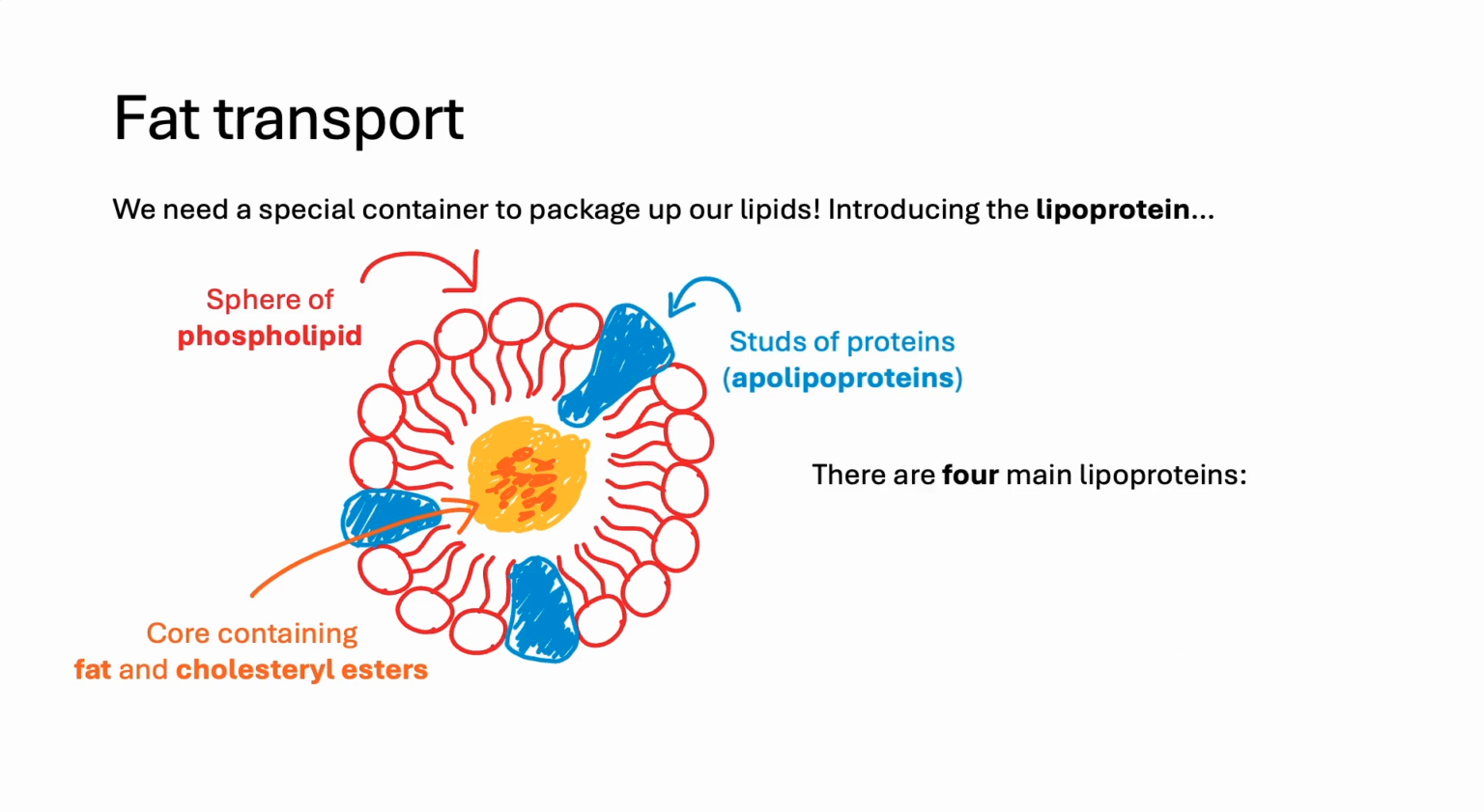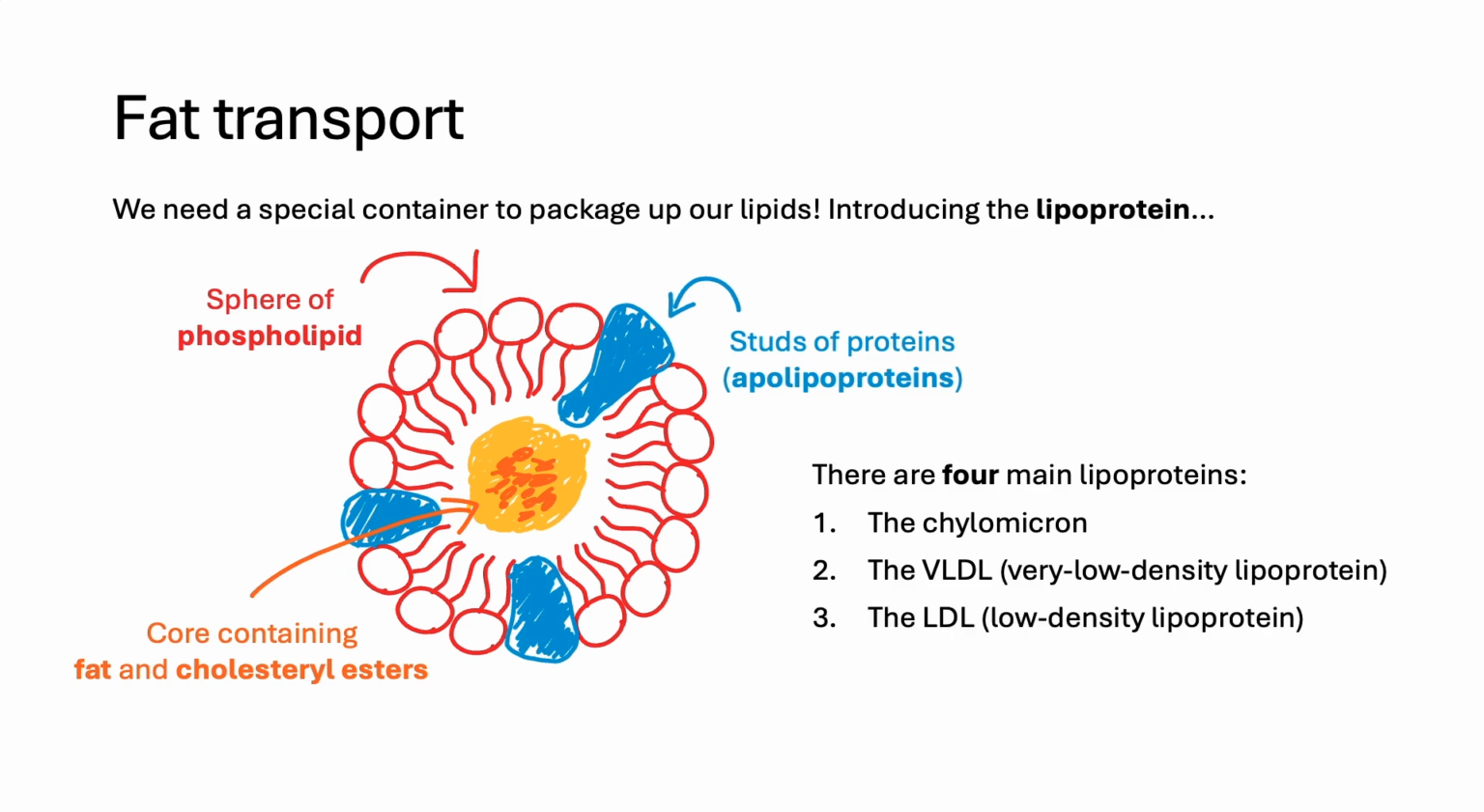There are 4 main lipoproteins that we need to know about. So let me tell you about the 4 main lipoproteins. The first is called the chylomicron. The second is called the VLDL, which stands for very low density lipoprotein. The third is the LDL, which stands for low density lipoprotein. And finally, we have the HDL, which stands for the high density lipoprotein. So let's go through the story of how fat is transported in our body, and we'll go through each of these 4 main lipoproteins. Are you ready? Let's go.